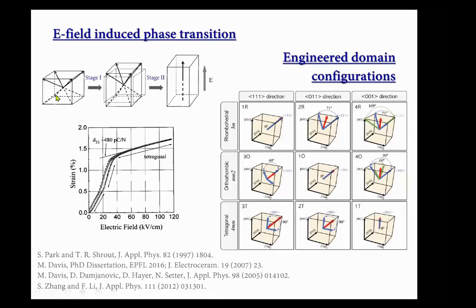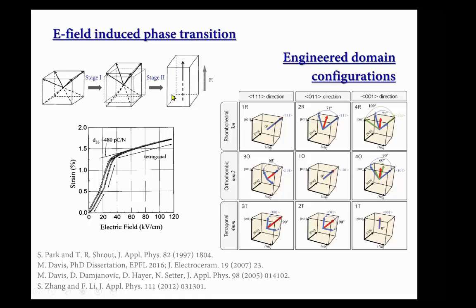For this domain configuration, if we apply an electric field, we can see the 111 spontaneous polarization will rotate toward the 001 direction, which is stage 1. This stage 1 corresponds to the electric-field-induced strain here, with a piezoelectric coefficient of about 2500 picometer per volt. In this stage 1, only polarization rotation occurs, and there is no domain wall involved. With further increase of the applied electric field, the 111 direction spontaneous polarization will switch to the 001 direction. We can see here there is a phase transition, because the 001 direction is the spontaneous polarization direction of tetragonal crystals. So this is a phase transition from rhombohedral to tetragonal.